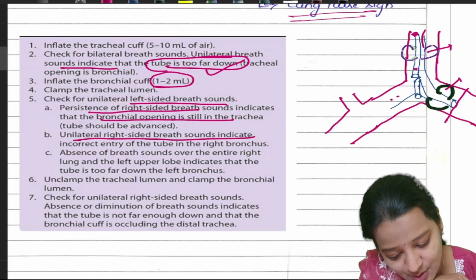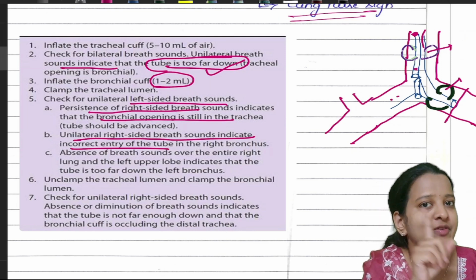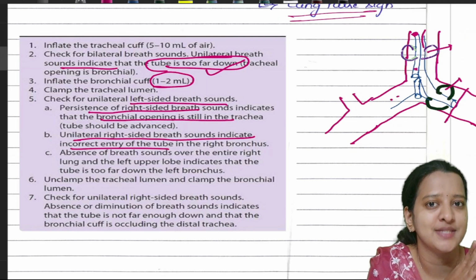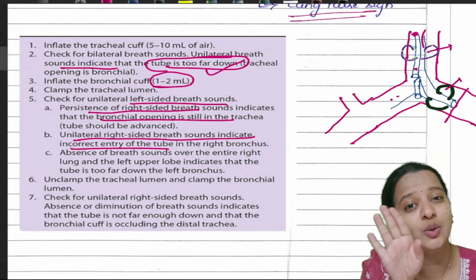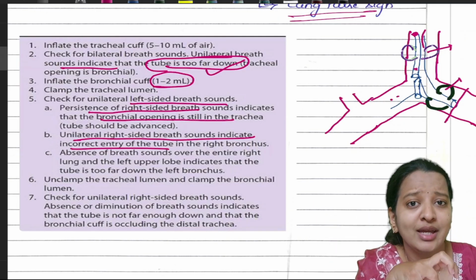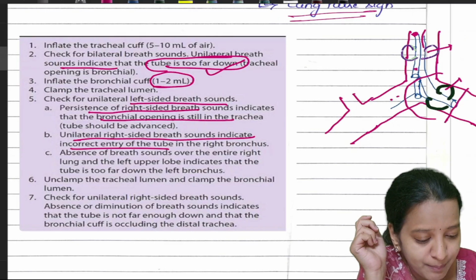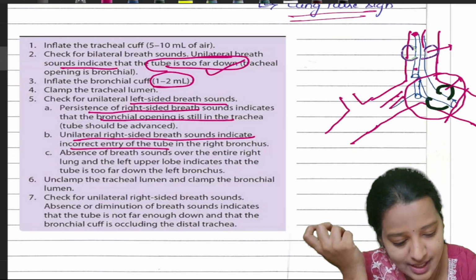Unilateral right side breath sounds indicate incorrect entry. So there is only unilateral right side. First, the actual thing is unilateral left side. If there is both sides, that means the tube is outside. If there is only unilateral right side, that means the reverse of what has to be done. That means my bronchial part of the DLT is in the opposite side.